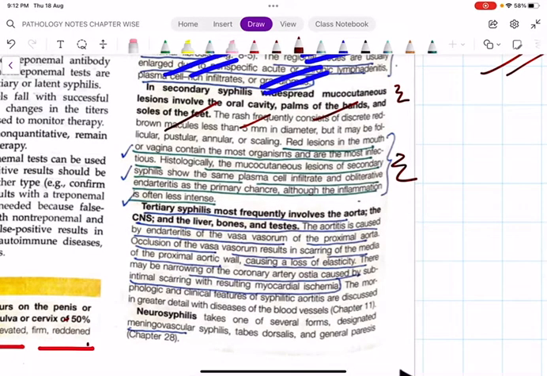Tertiary syphilis, I told you, most frequently involves the aorta, CNS, and bones. In the aorta we have what? Aortic aneurysm, aortic valve insufficiency. In the CNS we have tabes dorsalis. In liver, bones, and testes we have gummatous lesions. Here also we will have again aortitis.